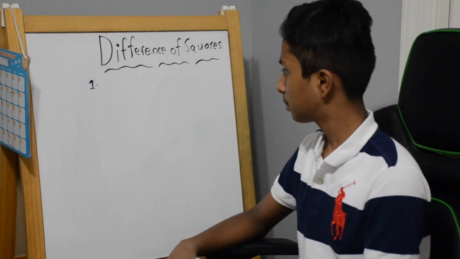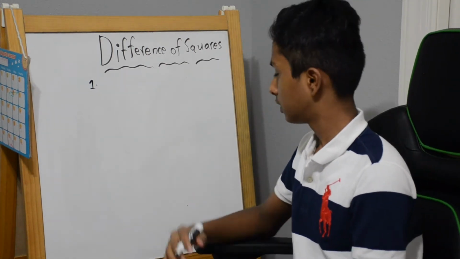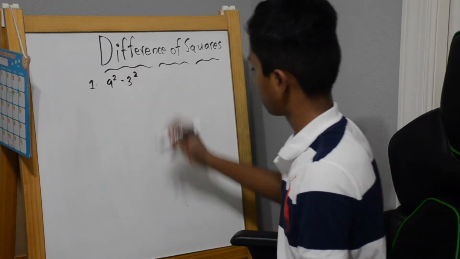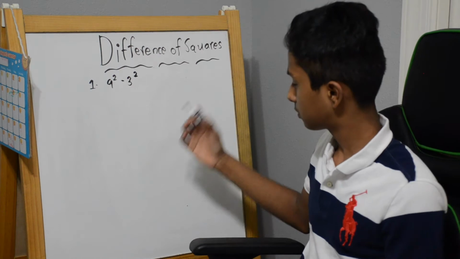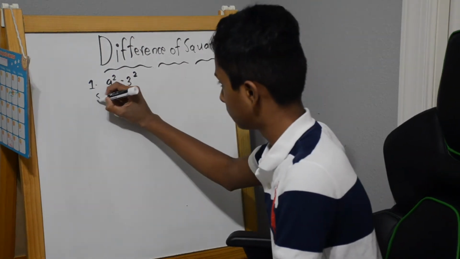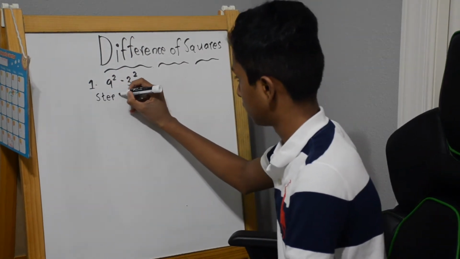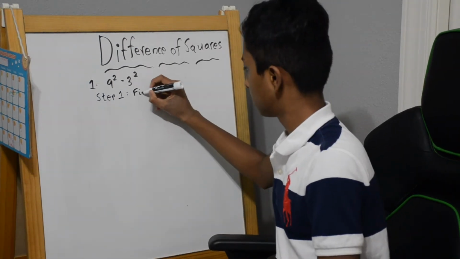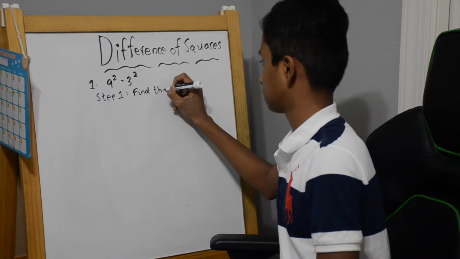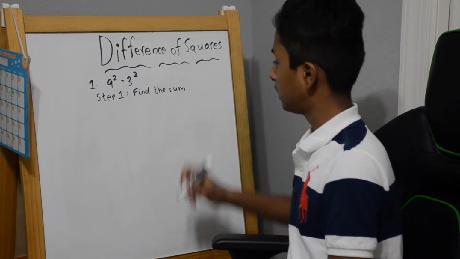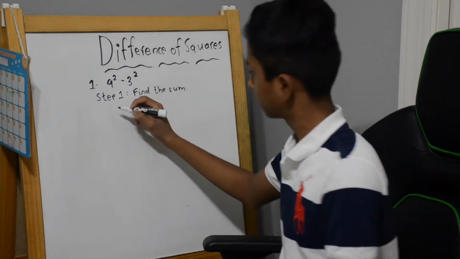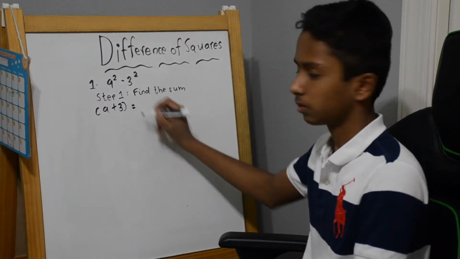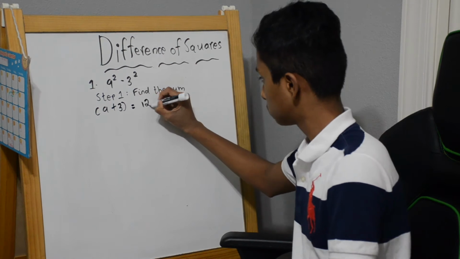The first example of this video is 9 squared minus 3 squared. How am I going to solve this type of problem? Well, follow the steps. Step 1 is to find the sum. What will be the sum? Well, these two numbers. That would be 9 plus 3. What is 9 plus 3? 9 plus 3 is 12.